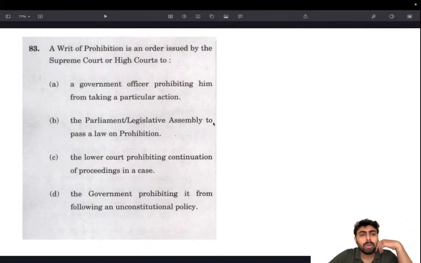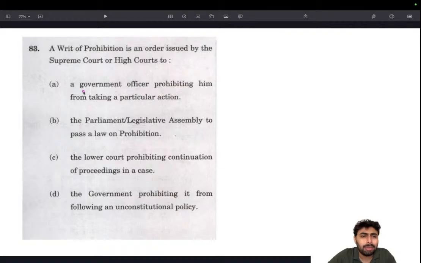What is the writ of prohibition? A government order prohibiting an officer from taking a particular action. The Parliament or Legislative Assembly to pass a law on prohibition. A higher court prohibiting a lower court from continuing proceedings in a case. The government prohibiting it from following an unconstitutional policy. We know that prohibition mostly deals with what? The Supreme Court or High Court prohibiting the lower court.